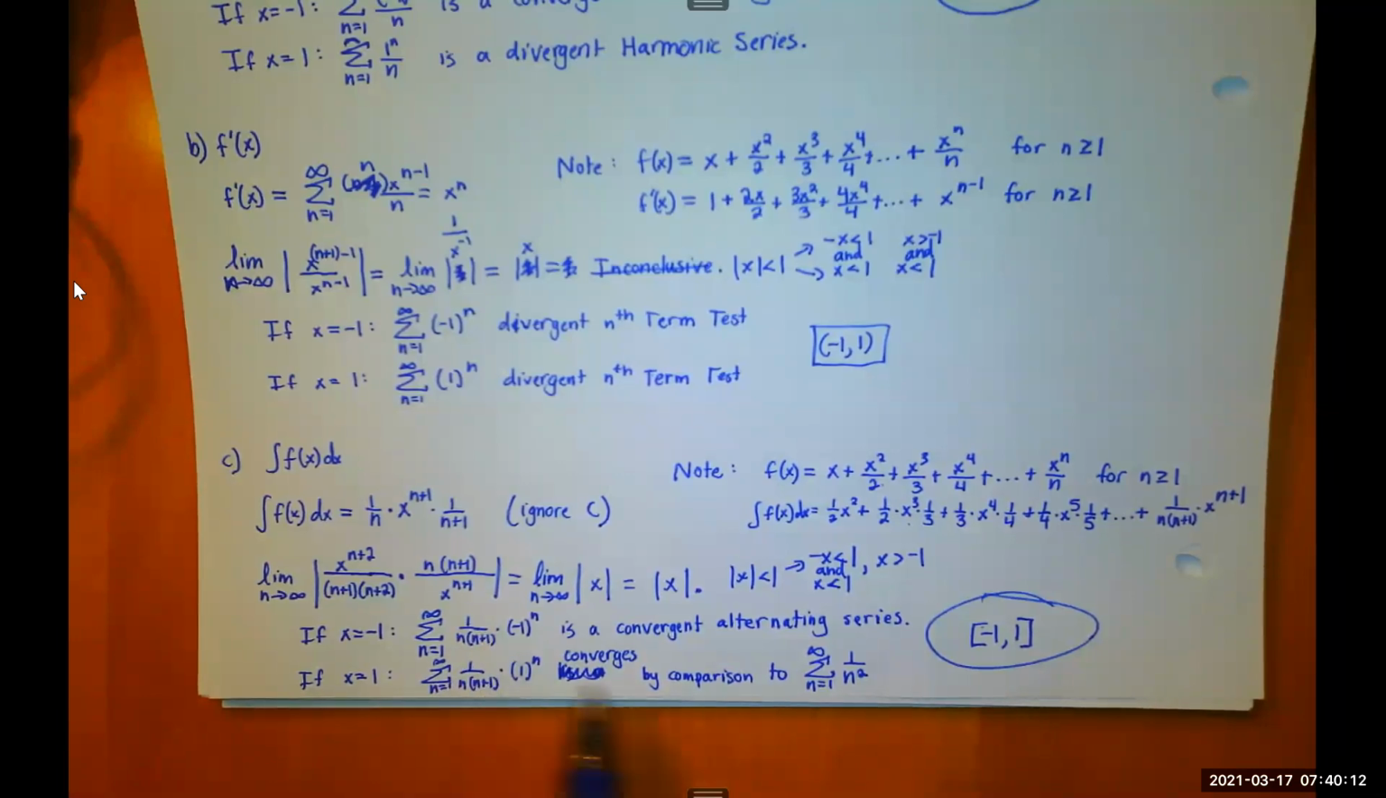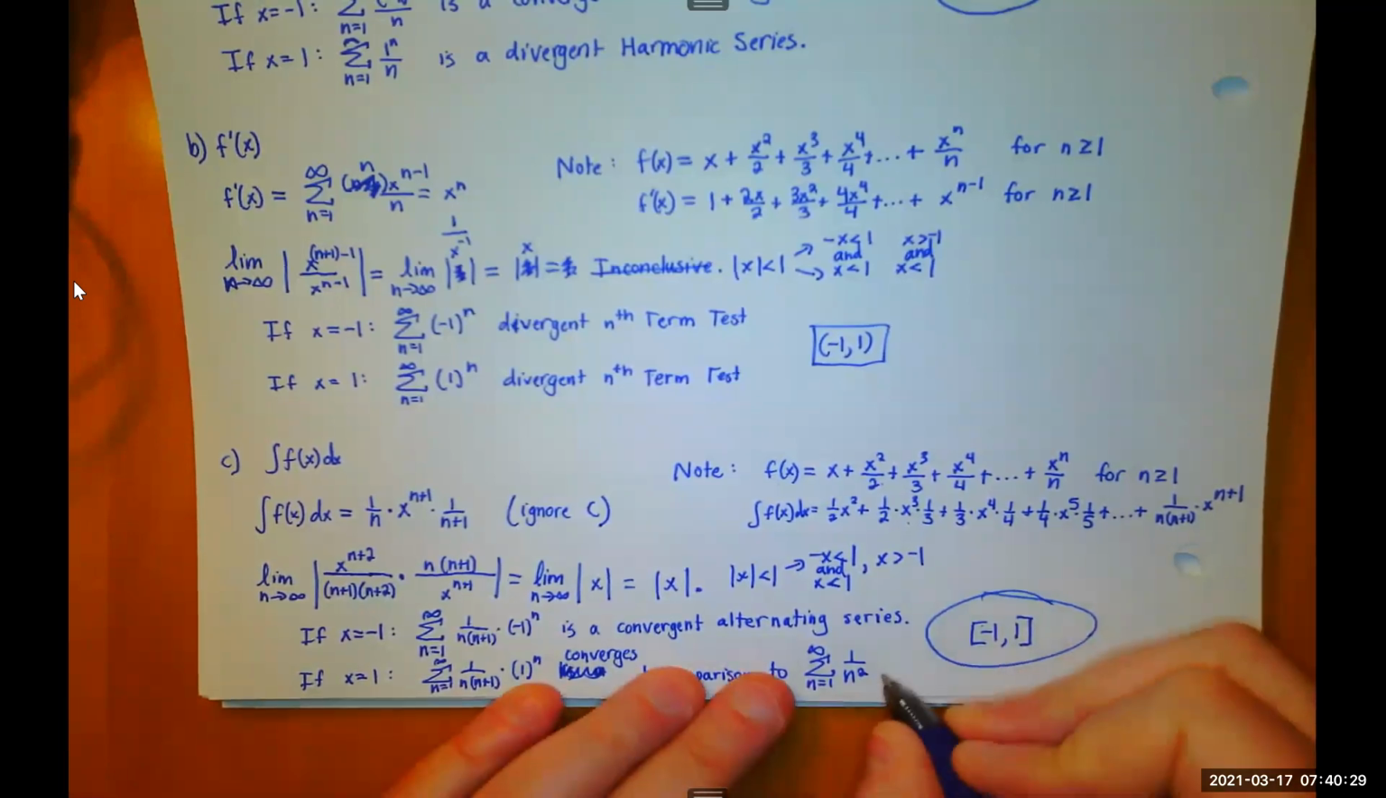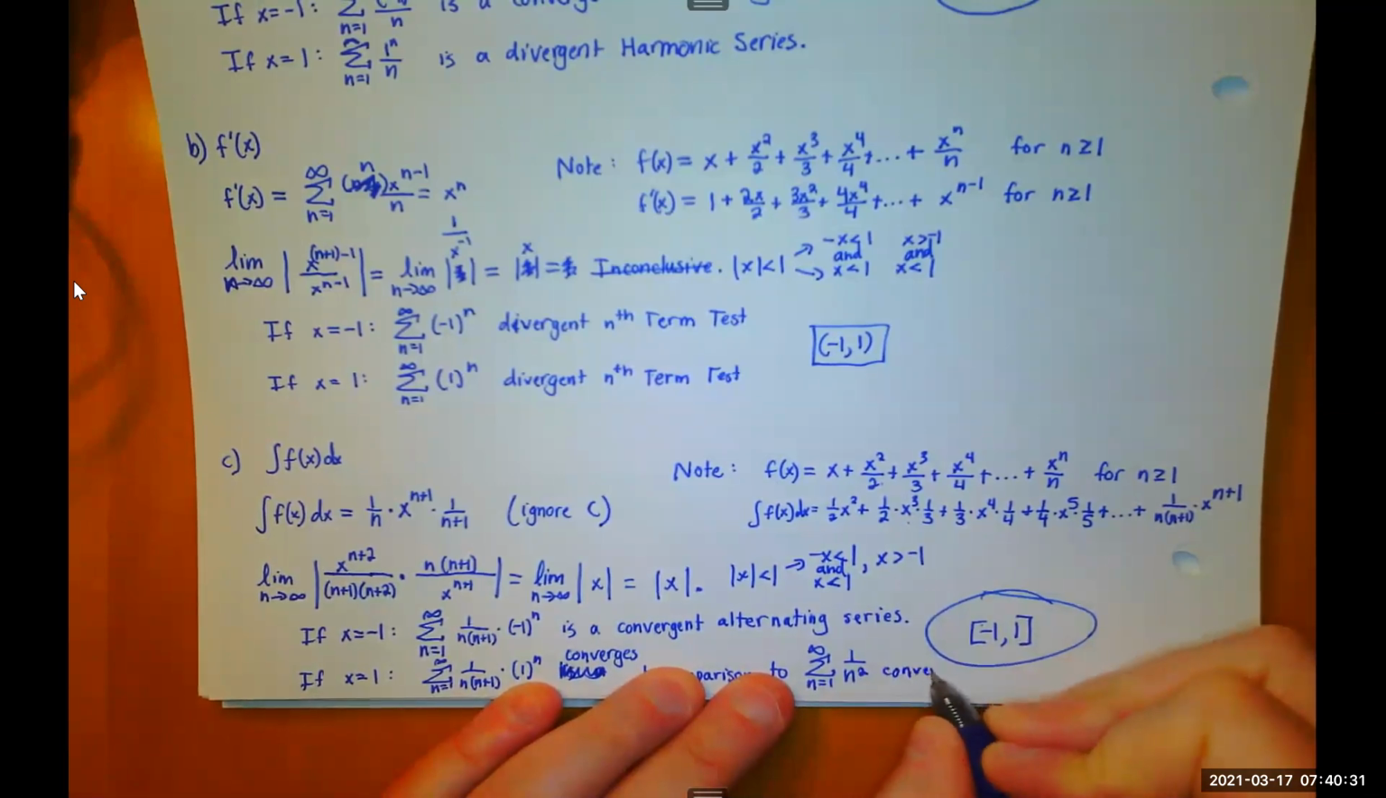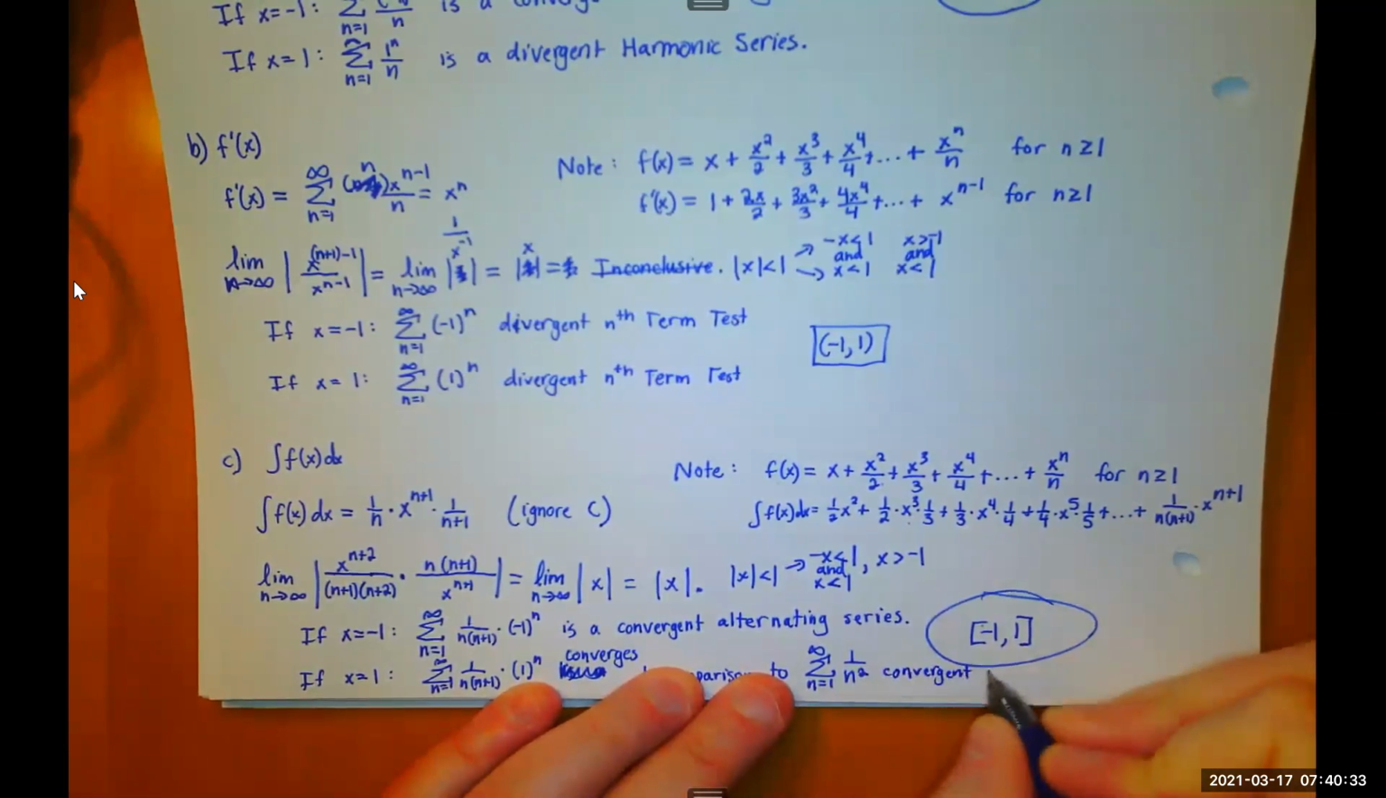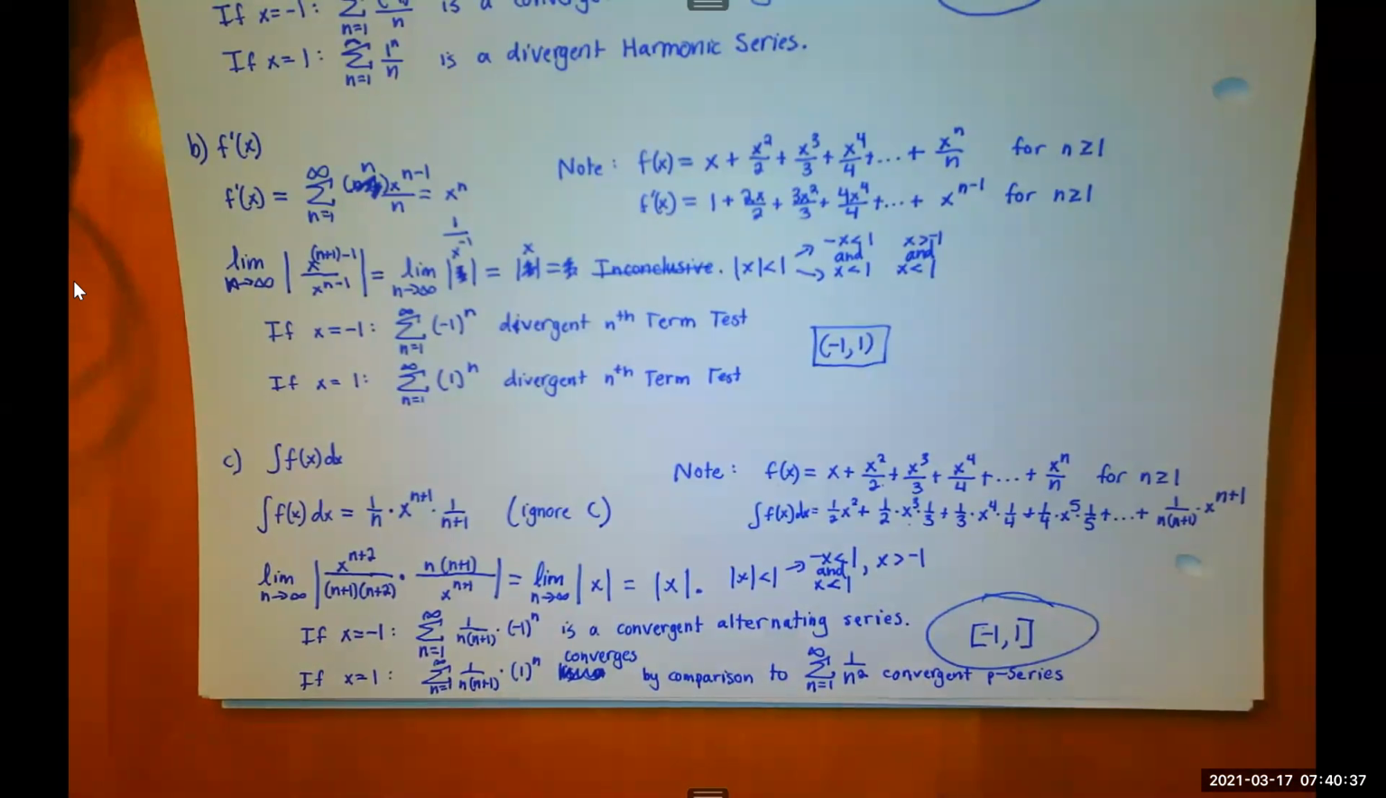Here, I can't use the alternating series test, but I can use comparison to 1 over n squared. And if I do, I find that this is larger than this, and this is convergent. I know this because it's a p-series. Should have written that in. Sorry about that. So in this case, both endpoints are closed.